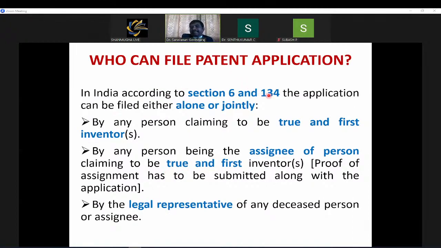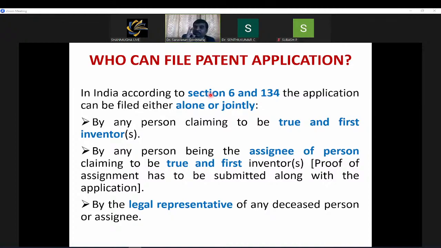According to section 6 and 134, a patent can be filed individually or jointly also. 10 members, 12 members, 15 members combined can file a patent. Yes, you can file it. It is not necessary that only one person files it. Alone you can file, or jointly you can file.